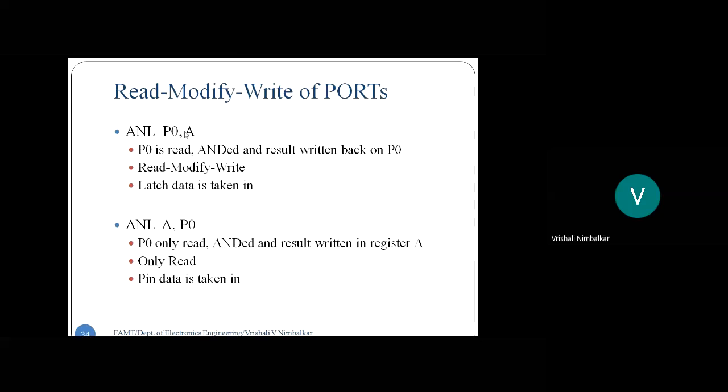Okay, so one of the data is an accumulator. Second data, we will take it from port 0, do the ANDing, and we will send the output back on port 0. So what are we doing? Data from port 0 is read because we want to do ANDing, right? So P0 data is read, ANDed with accumulator, and the result is sent back on port 0.